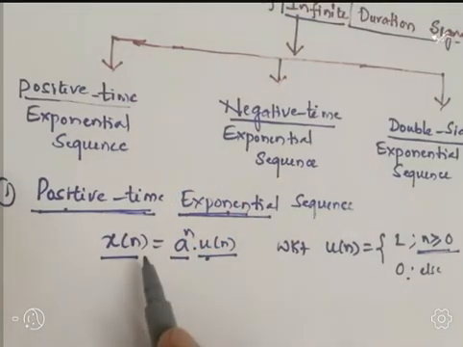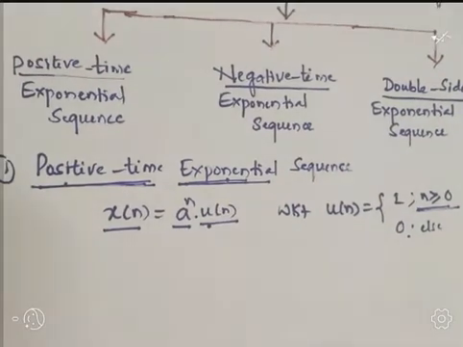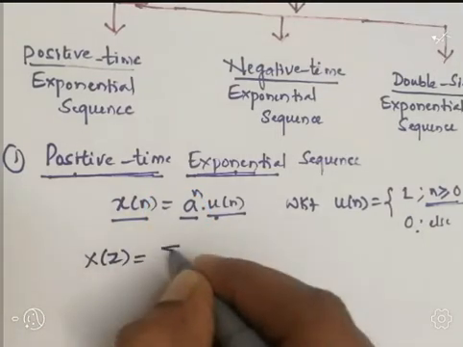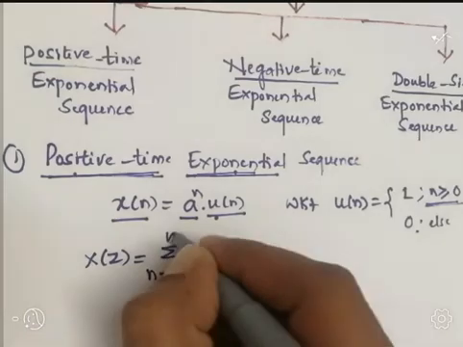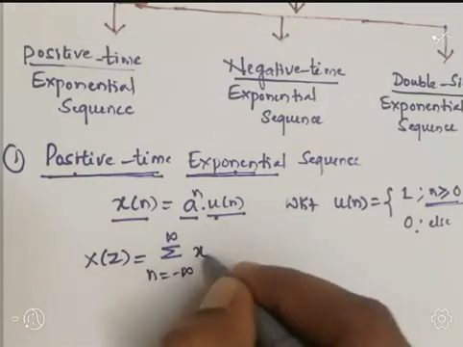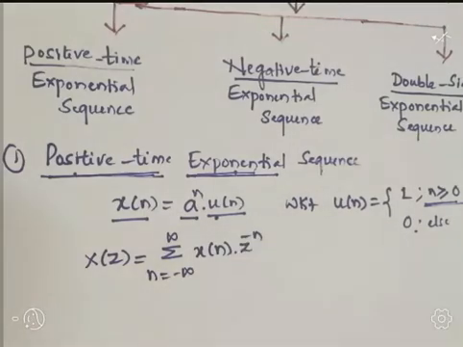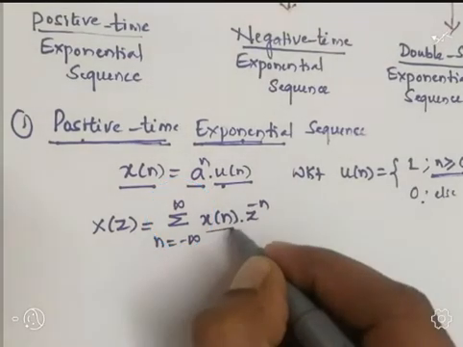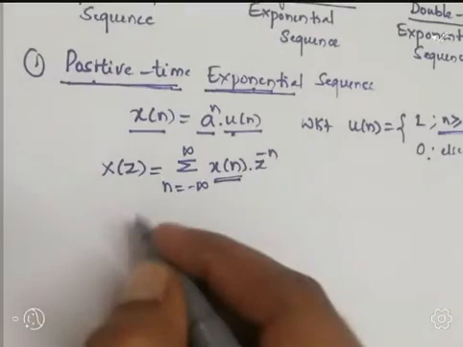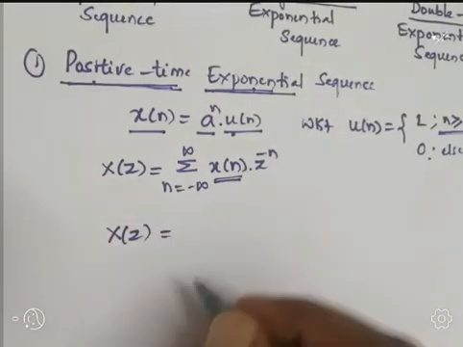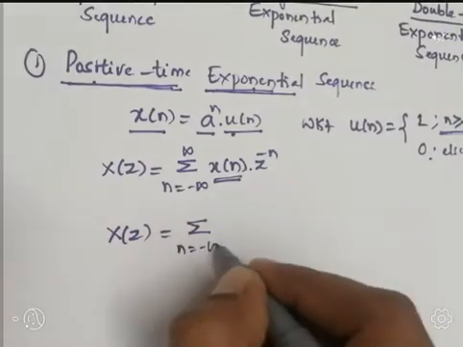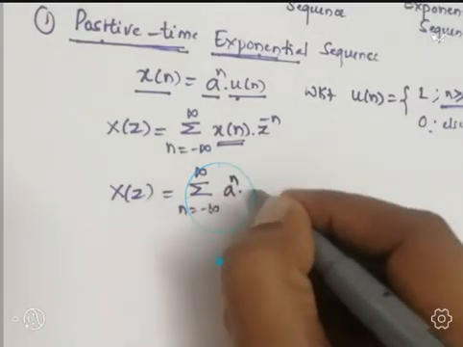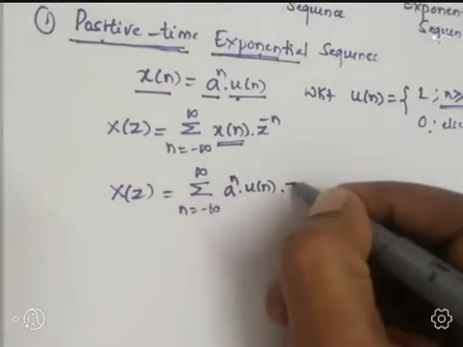For this sequence, we have to calculate the Z-transform as well as the ROC. Let's see. I am going to write the definition of the Z-transform: X of z equal to summation n equal to minus infinity to plus infinity x of n multiplied by z to the power minus n. Now in this definition, I am going to substitute the value of x of n. X of z is equal to summation n equal to minus infinity to plus infinity, a to the power n u of n multiplied by z to the power minus n.